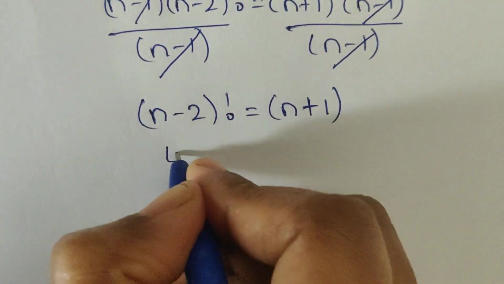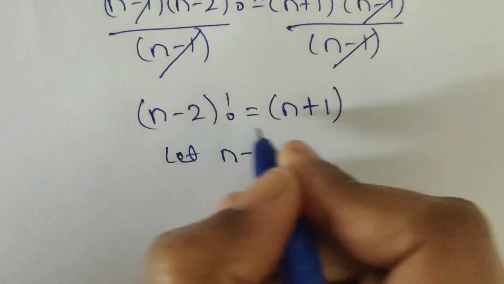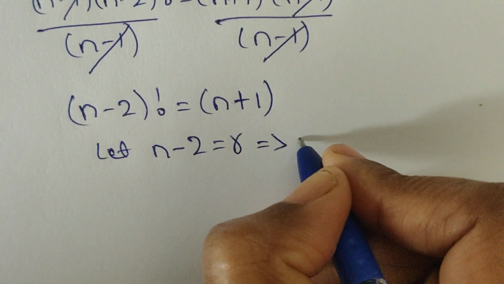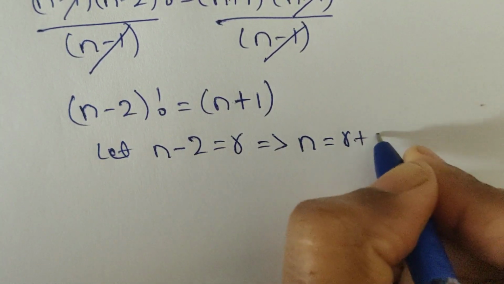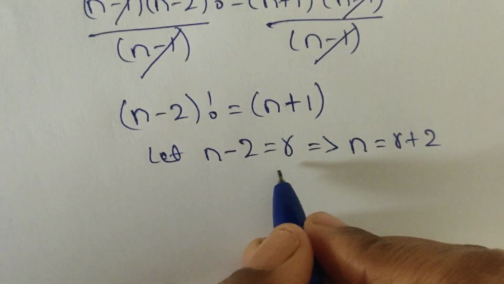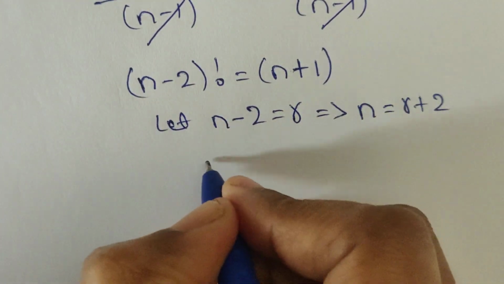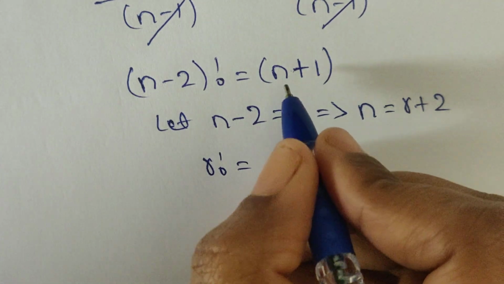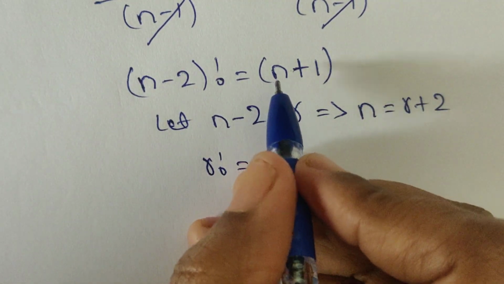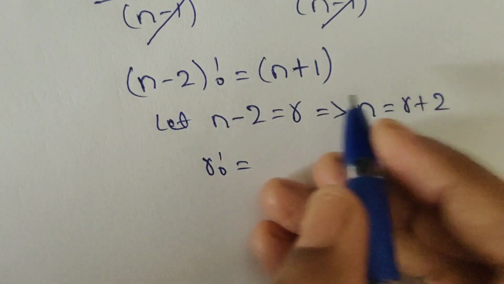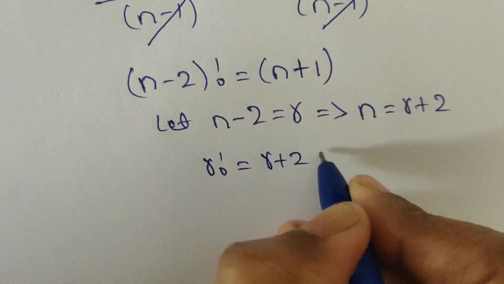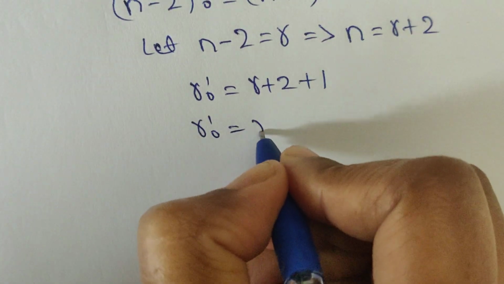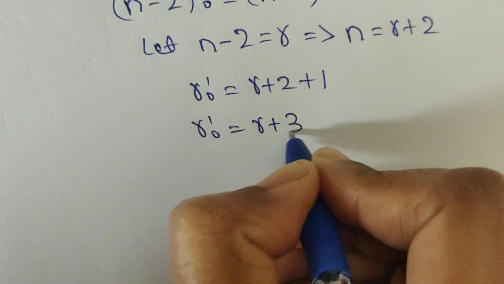So let us consider that n minus 2 is equal to r. So from this equation we can write n equal to r plus 2. So now in place of n minus 2 we will write r factorial. Here we have n, so in place of n we can write r plus 2 plus 1. So r factorial is equal to r plus 2 plus 1, which is equal to r plus 3.